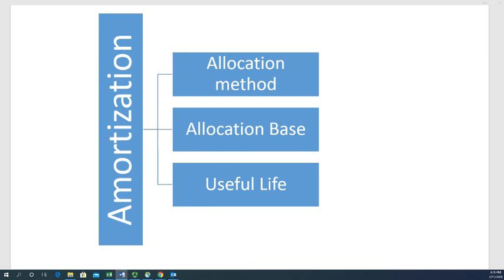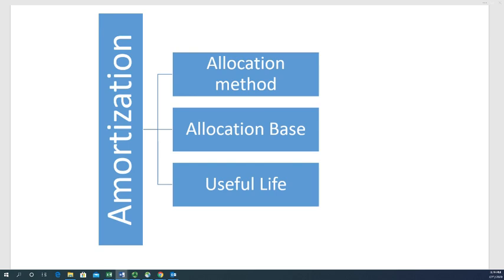The third key thing that you need to do the amortization is the useful life. Now, for the temporal methods, this is the number of years or months you expect to use the asset. And for the activity-based methods, this is the number of activity units you expect to get out of the asset.